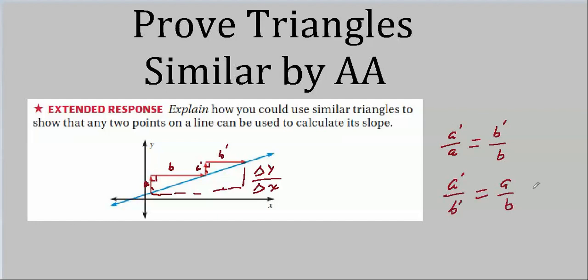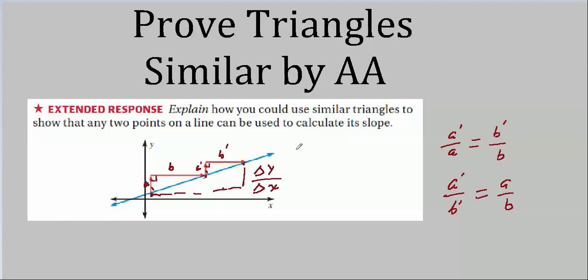Oh, wait a minute. A prime over B prime, that would be the slope from here to here. A over B, that's the rise over this front. That's the slope from here to here. Well, okay, we went from here to here, or from here to here, and we got exactly the same answer, which is what we were supposed to show, I think, that we can pick any 2 points. Well, that's what we did. We pick a point here, and this point, or this point and this point. Doesn't matter. Because of the similarity of the triangles, we're still going to get that this A over this B equals A prime over B prime.